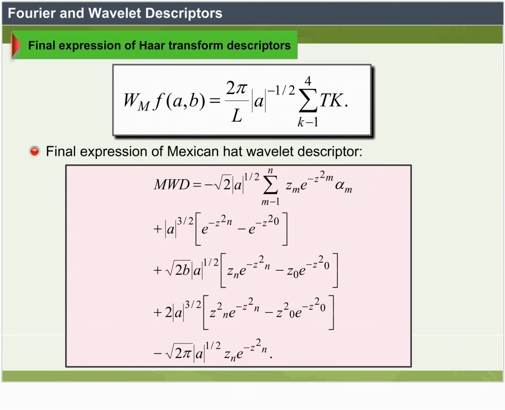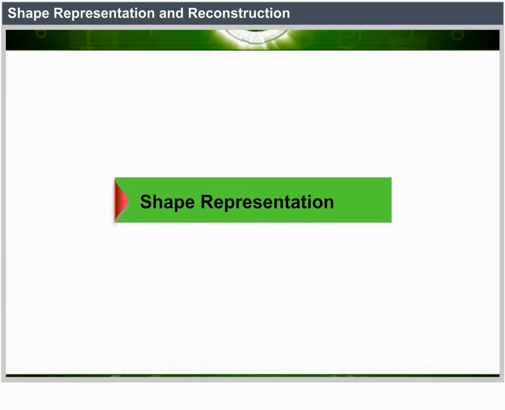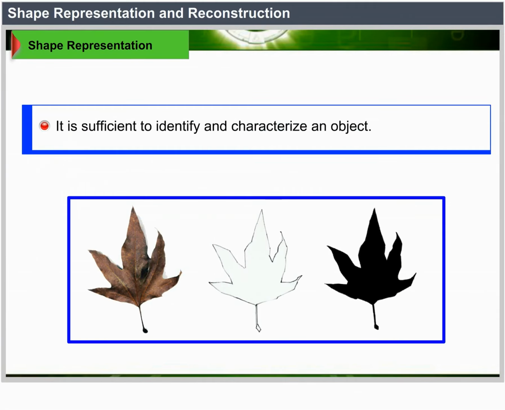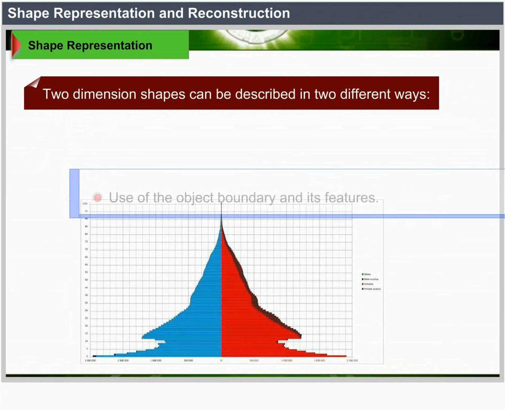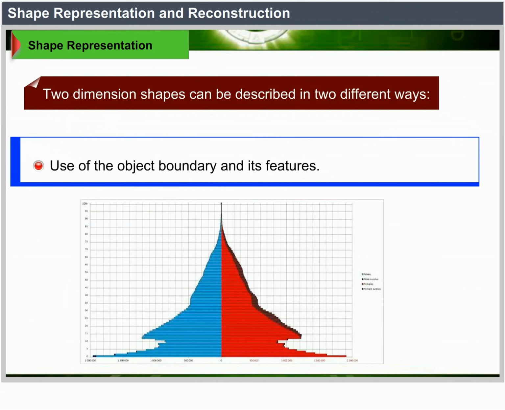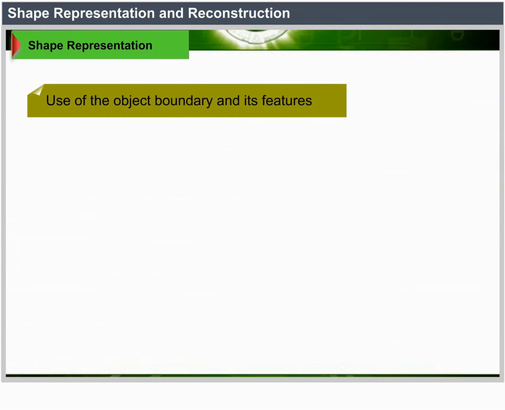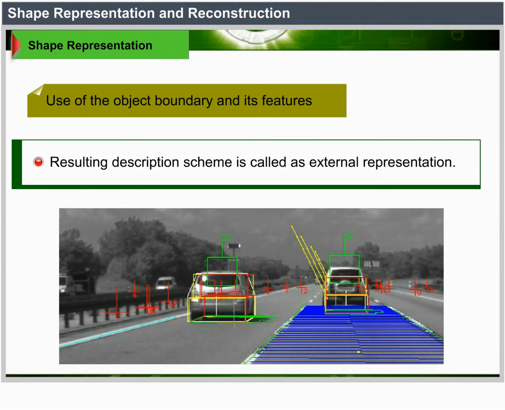Shape representation and reconstruction. Shape representation. Outline of an object is sufficient to identify and characterize an object. Two-dimensional shapes can be described in two different ways. Use of the object boundary and its features. Description of region occupied by an object on the image plane. Use of the object boundary and its features. This method is directly connected to line and edge detection, and the resulting description scheme is called external representation.